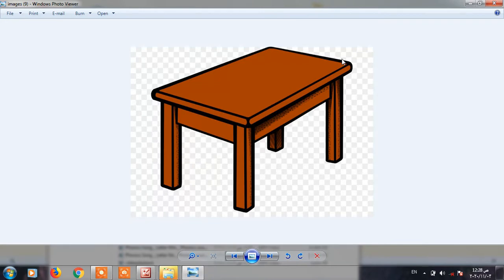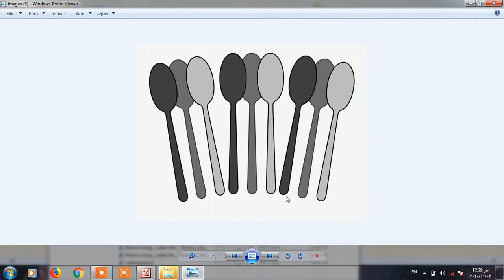Now we finished singular. We will take plural. Repeat, plural. What's meant by plural, KG1? Plural means when I talk about more than one. More than one. Can you tell me, what can you see?